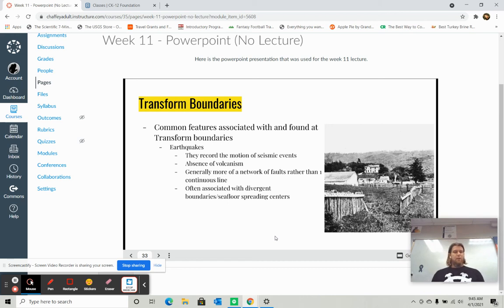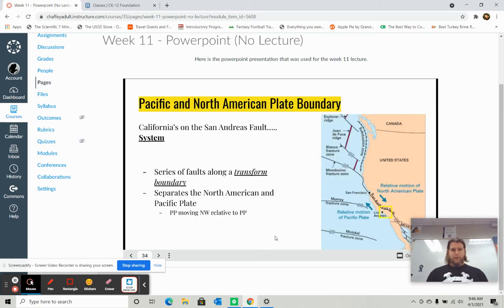So they are absent of volcanism, and they're generally more of a network of faults rather than just one continuous line. It's like a bunch of faults rather than just one single break. These are also associated very much with divergent boundaries in the seafloor spreading centers. It's just a matter of the plate motion as things move out. They also kind of move transformly or transversely to be associated with these transform boundaries.